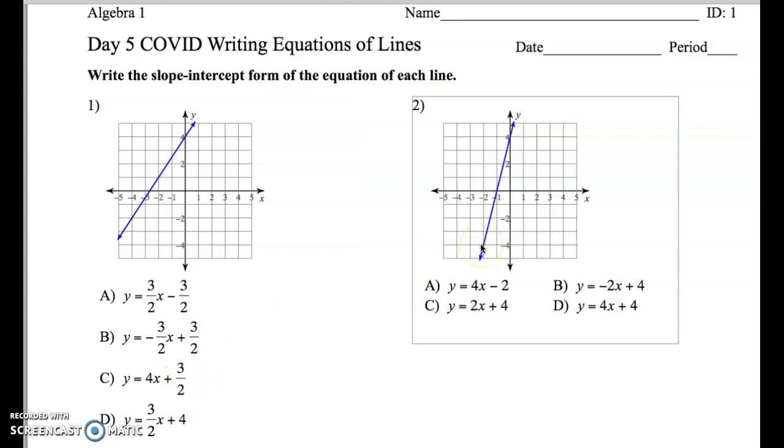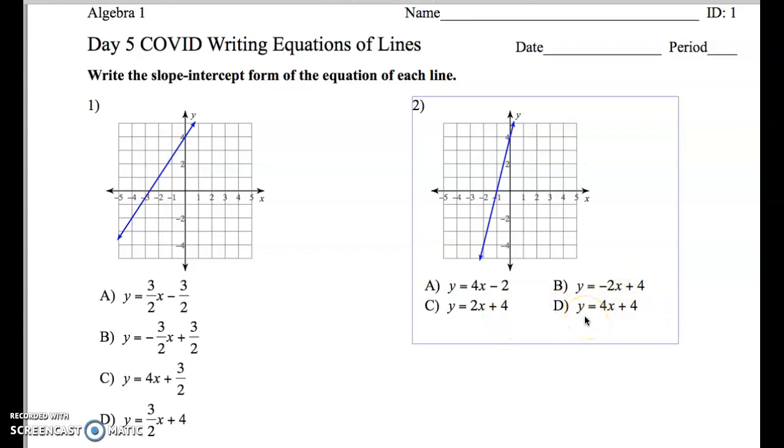For number 2, same thing. I would look for my y-intercept first. So the y-intercept is right here at 4. And sorry, they use a lot of 4s, but look at this one. That's definitely not it. We've got 4, 4, and 4. So one of these 3 has to be it.